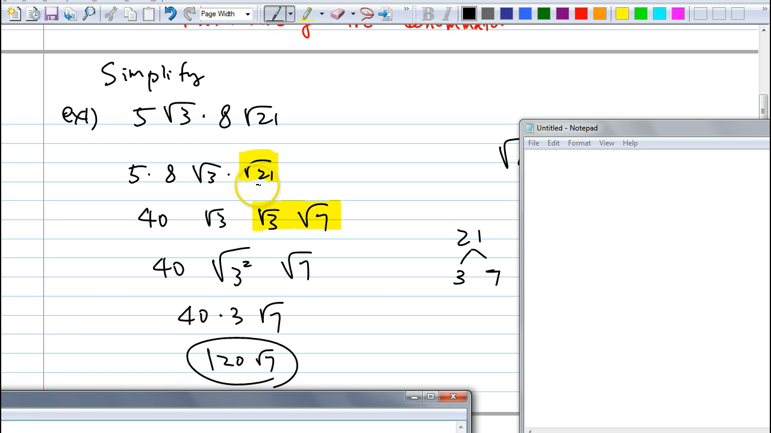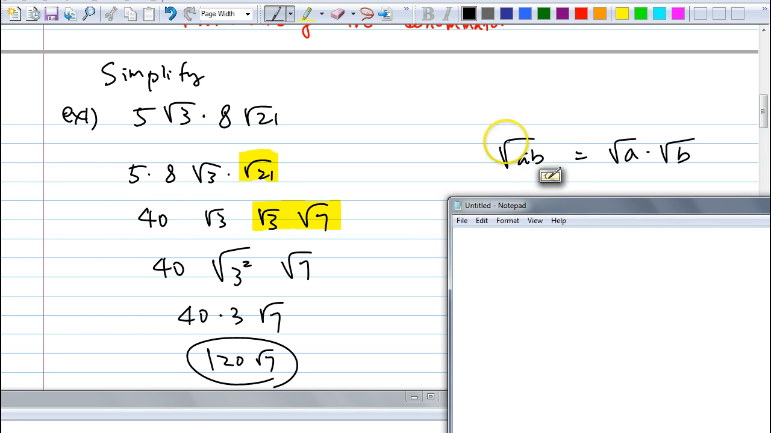Okay, so sometimes you may want to separate these. Remember the rule? If I have square root of AB, it means square root of A times square root of B. Sometimes it's good to do this, even though it doesn't have a perfect square, because it may match up with the other one outside. Okay. Any question on example 1? All right, let's move on to. Is this pretty straightforward? Yeah.